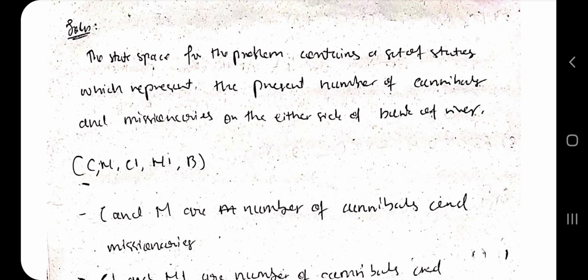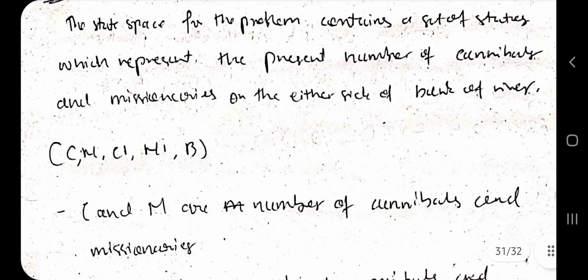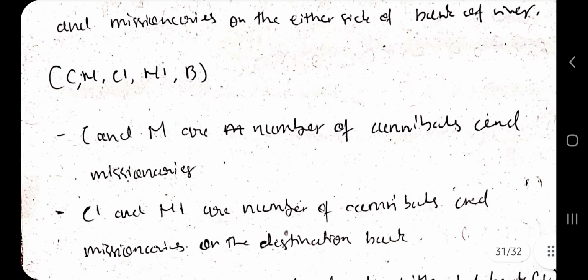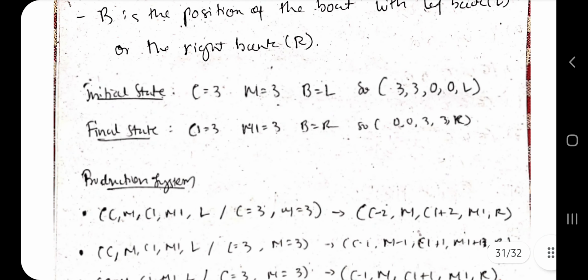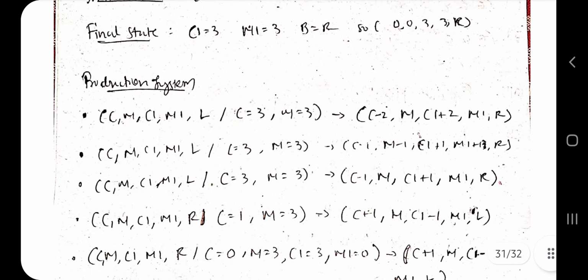So what is the state space? There are five tuples. B is the boat. C and M are the cannibals and missionaries on one part of the river, and C1 and M1 are the cannibals and missionaries on the next part of the river. Basically those things are given, the different states are given.